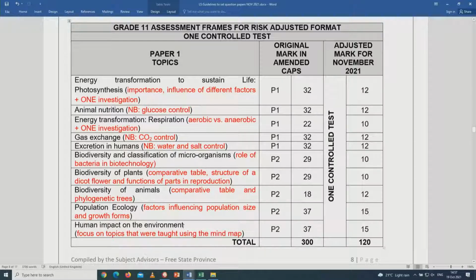Human impact on the environment. Now, this is a difficult one. It's only 15 marks. There's how many factors? There's climatic factors, there's water, there's biodiversity, there's solid waste removal, etc.